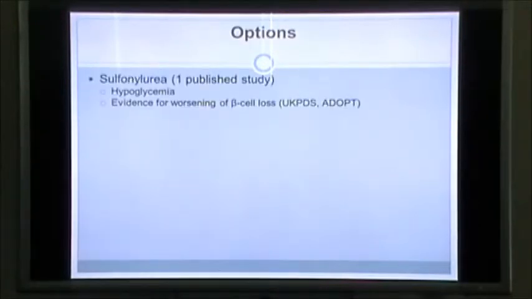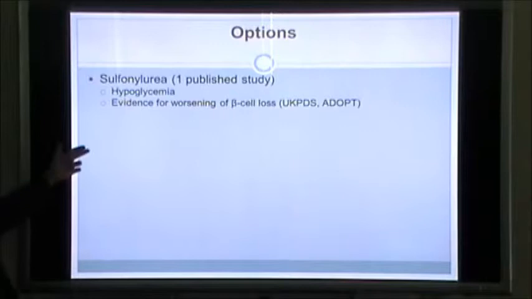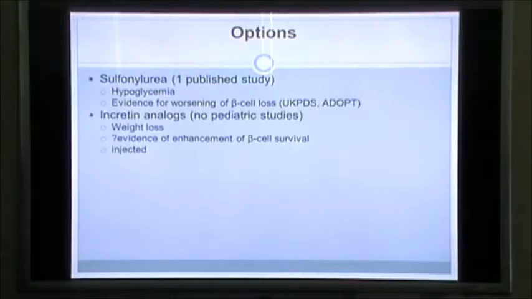So what are our options? Sulfonylureas. I showed you the one study, and not much, associated with hypoglycemia. And I showed you from both UKPDS and ADOPT that probably sulfonylureas are associated with worsening beta cell loss or dysfunction over time. So probably not a good drug in a patient who is losing beta cells quickly.